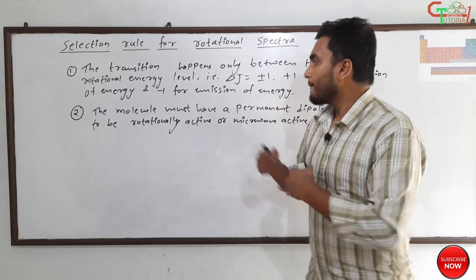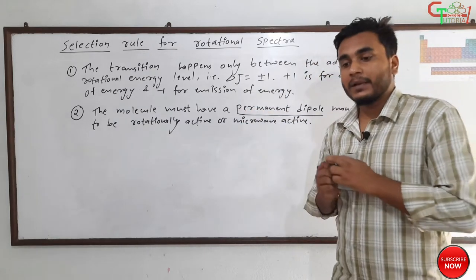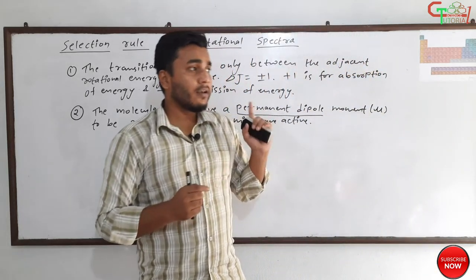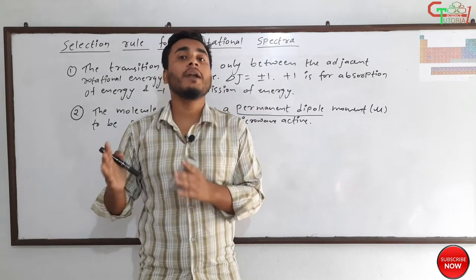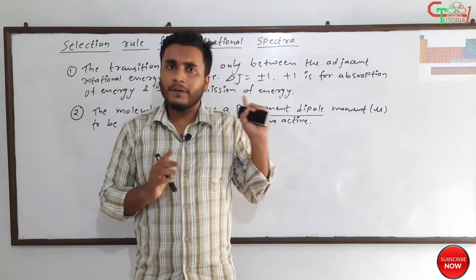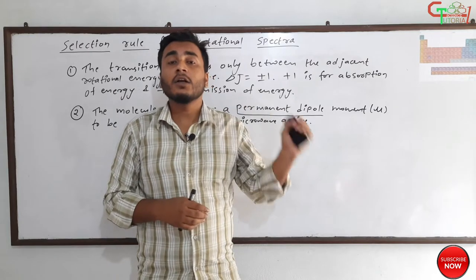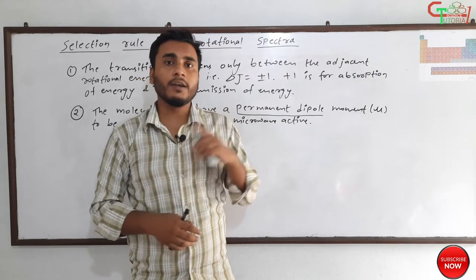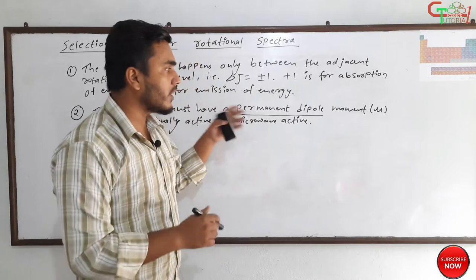The molecules must have a permanent dipole moment. So you need to remember that it should not change its dipole moment and it should not have dipole moment equal to 0. It must have certain dipole moment and it should not change at any cost. If these two rules are satisfied by a molecule, then we can say that the molecule forms rotational spectra or it is microwave active or rotationally active. So these are the two rules.